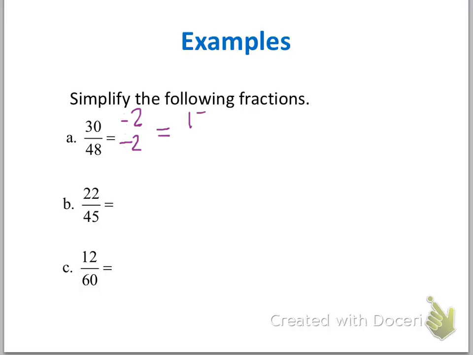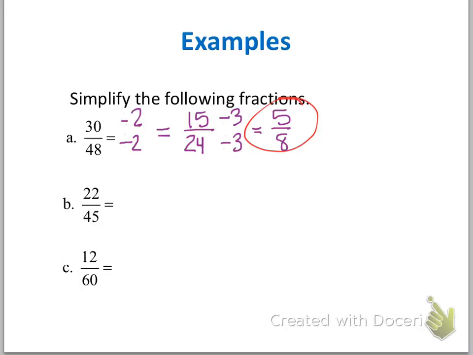Alright, so we simplify that and that gives us 15, and 48 divided by 2 is 24. Is that completely simplified? No, I can see I can divide both the top and the bottom by 3. And that'll give me 5/8. That's going to be my final answer. So why don't you pause the video and try B and C yourself.